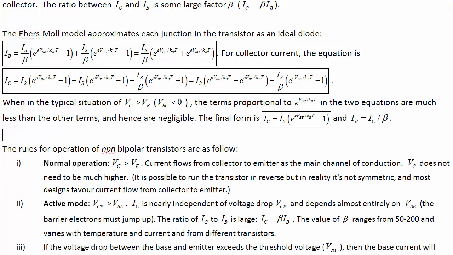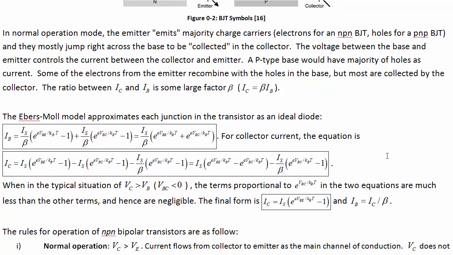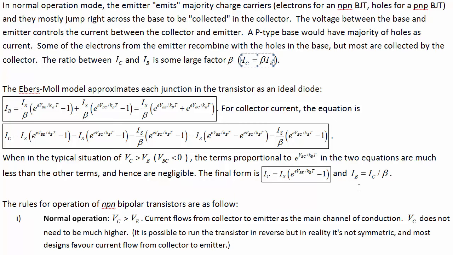So effectively, you can say that the collector current is basically just equal to this diode equation, IS e to the E, so the E in the exponent here is the charge of an electron, VBE by KBT, minus 1, and the base current is equal to the collector current divided by beta. That's just a rearrangement of IC is beta IB.